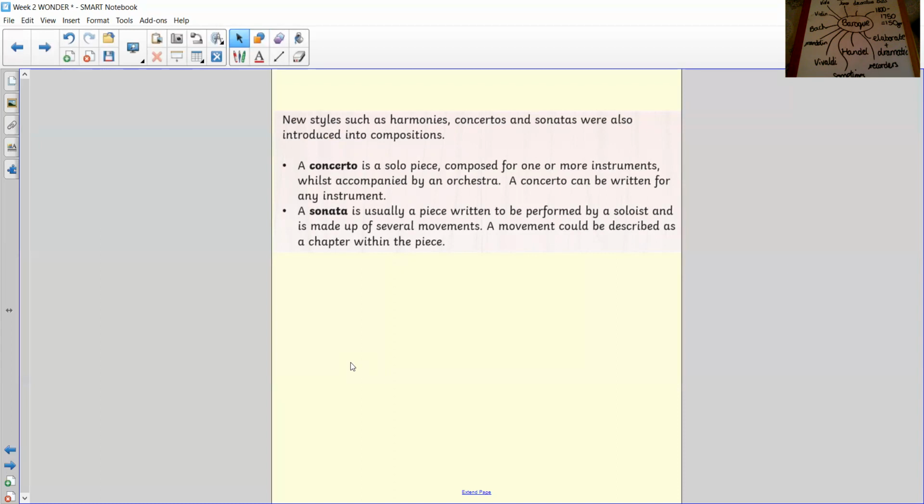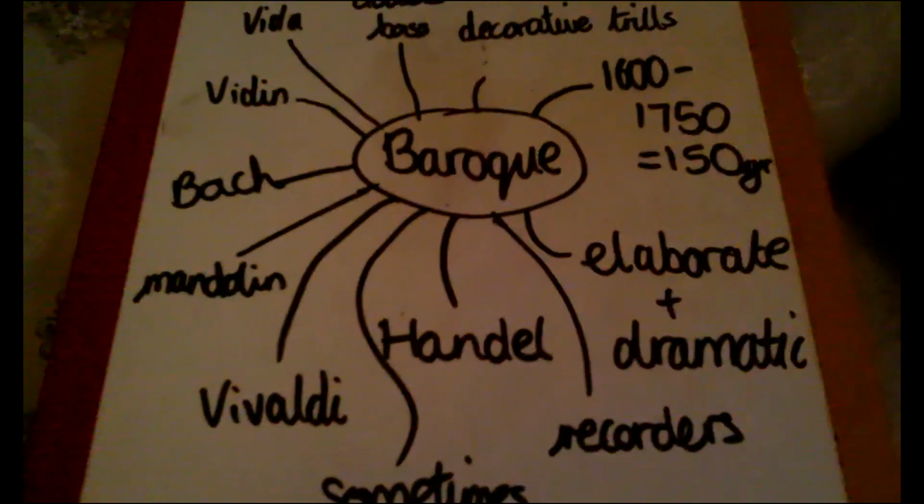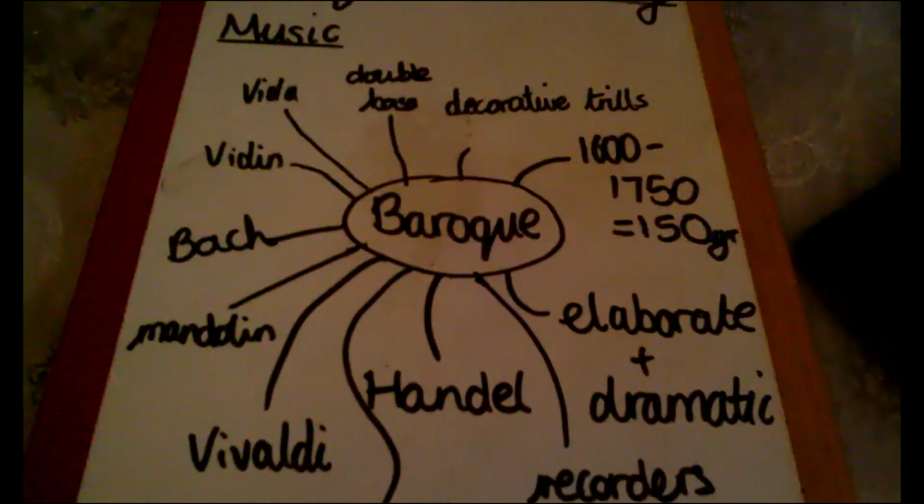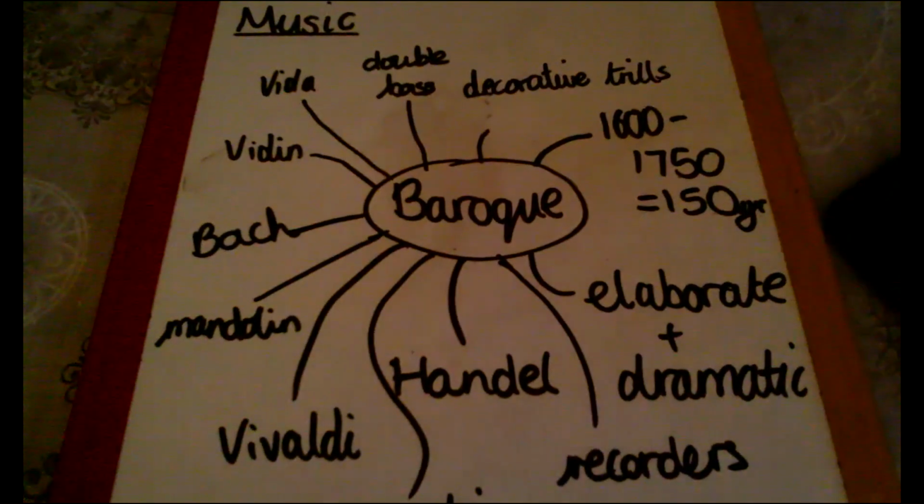And a sonata is a piece written to be performed by a soloist, and it's made up of several movements. Okay, and harmonies, we'll fast forward to next week's learning. Harmonies will help us a little bit next week because we're looking at sounds and types of music that sound nice together, which links to harmonies. Okay, so that is what I would like you to have for today's learning, something similar to this, but remember it is your own learning, so it is absolutely fine if it's set out differently to mine, because it's you taking your own learning and being responsible for it.